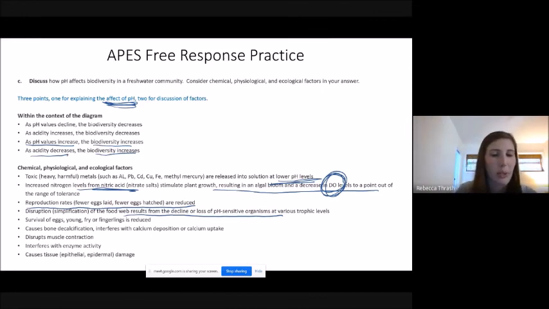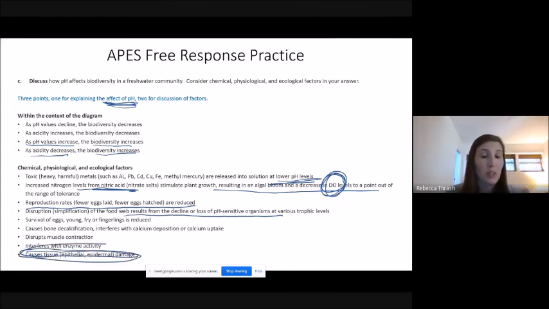Other things that are important here, you could also just talk about the fact that we know acidic solutions can be very damaging to tissues, skin, scales, eyes, all of those different things.